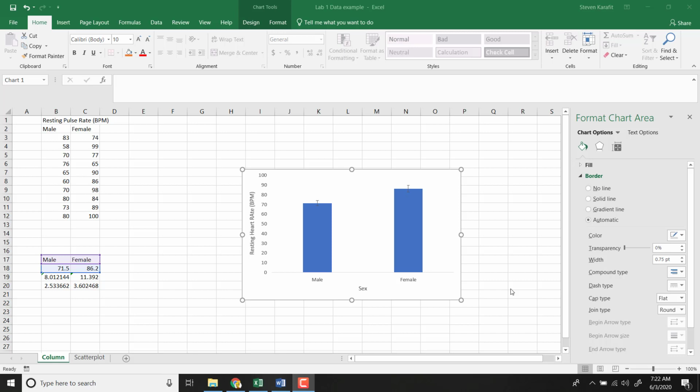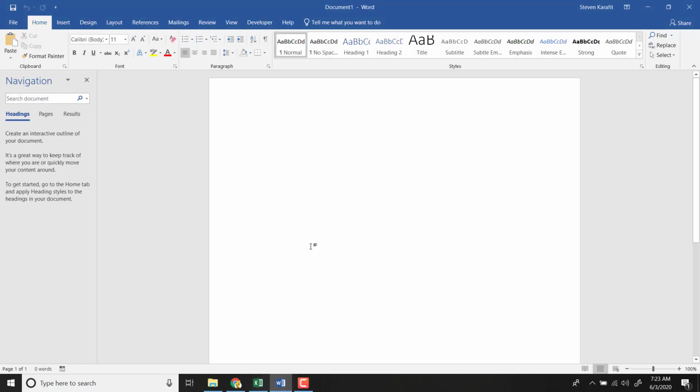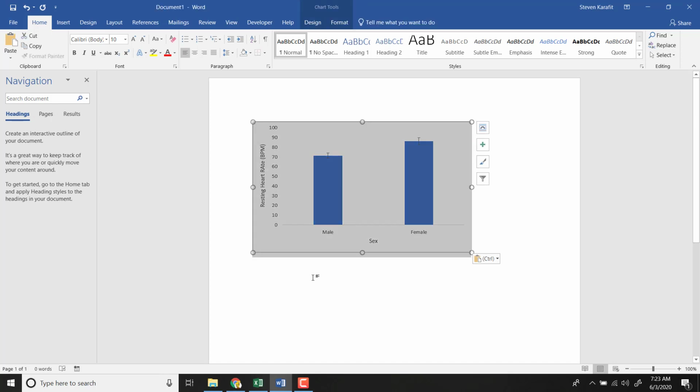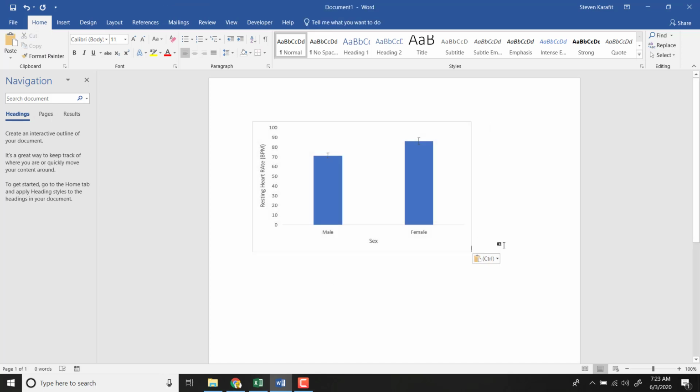In this video, we will make a caption for the column graph. So first thing I'm going to do is copy it, and I'm going to paste it into Word. Then underneath the graph, this is where we type our caption. Now remember, when we have a graph with a caption, it's called a figure.